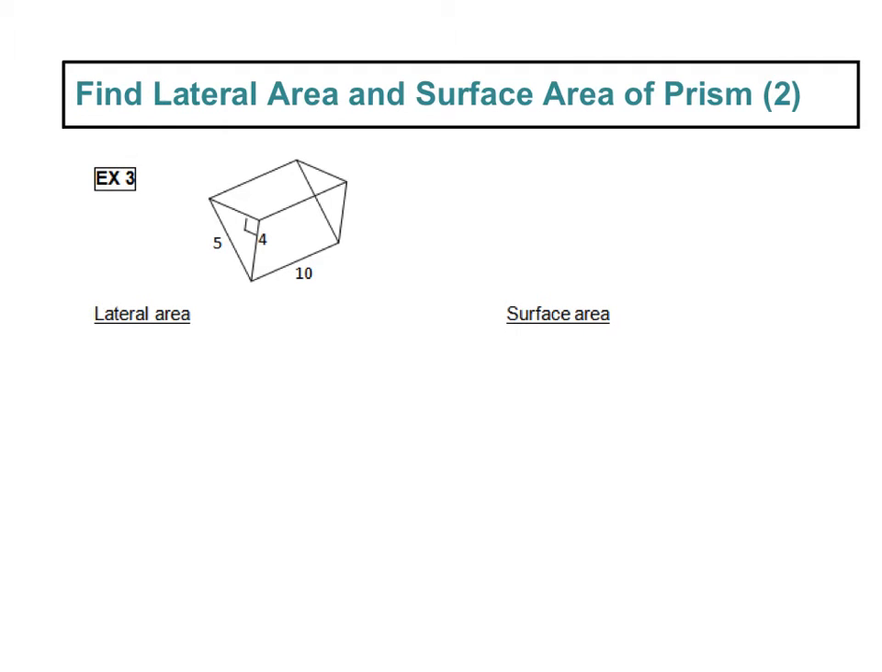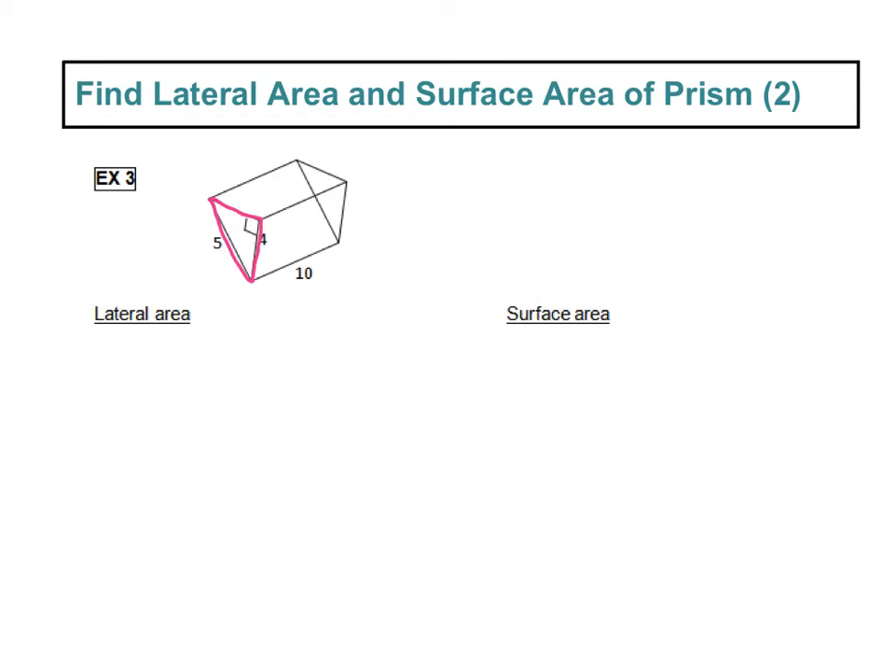Alright, so now we're going to find the lateral area and surface area of this prism. This is our second example. First, let's talk about what kind of prism this is. Anytime you see a prism, you want to identify the bases. You should have two parallel congruent bases, and hopefully you're saying, well, yeah, it's those triangles right there.